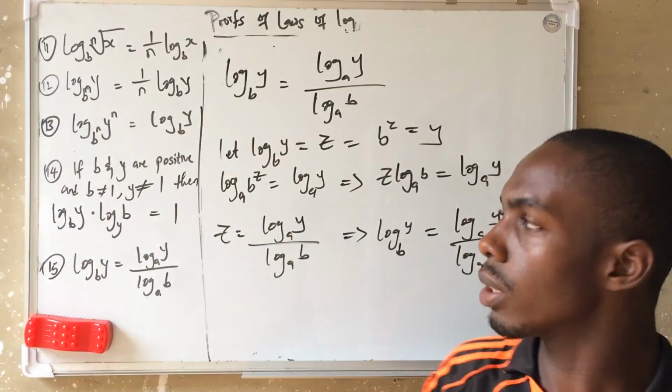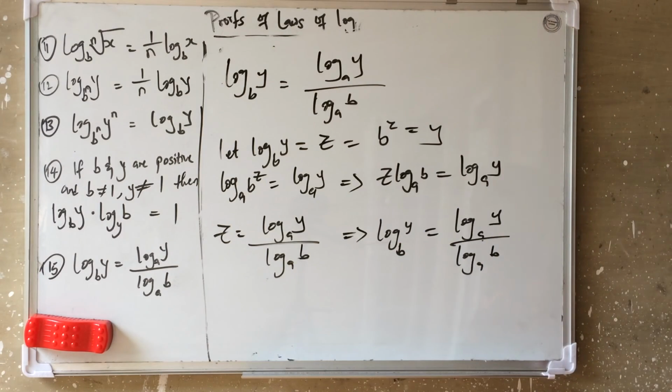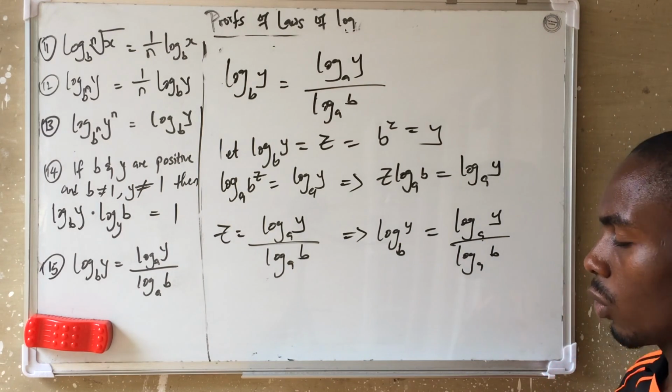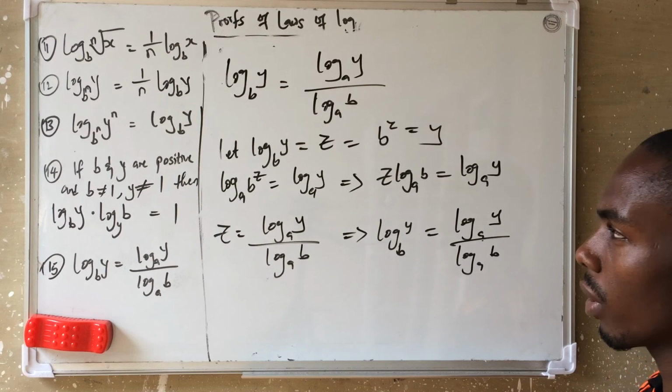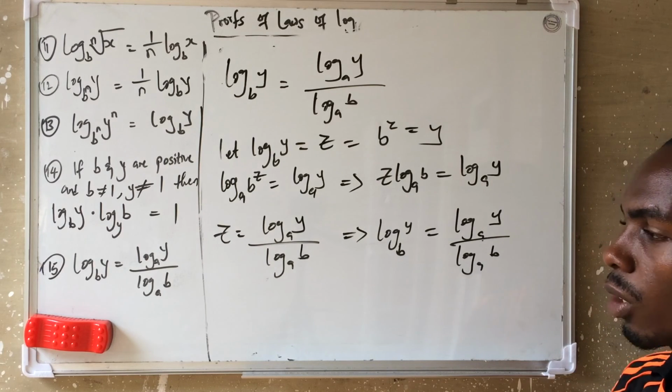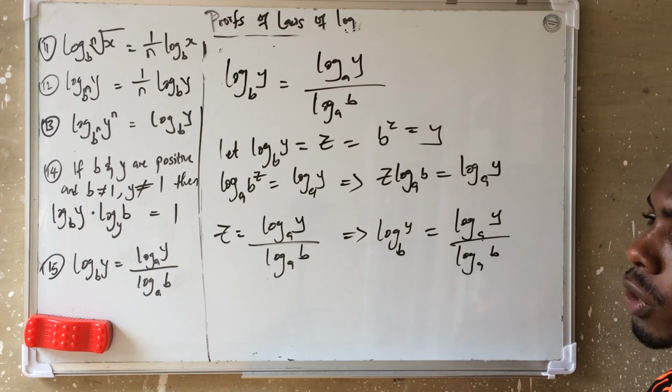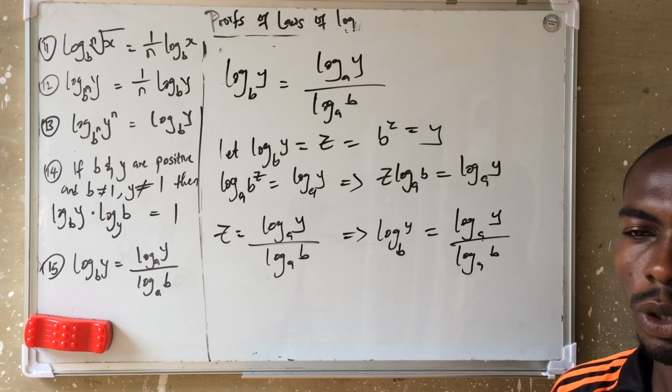So now I've started to show these 5 proofs of the laws of logarithm. In my next video I'll try and do method 2 and some examples also.